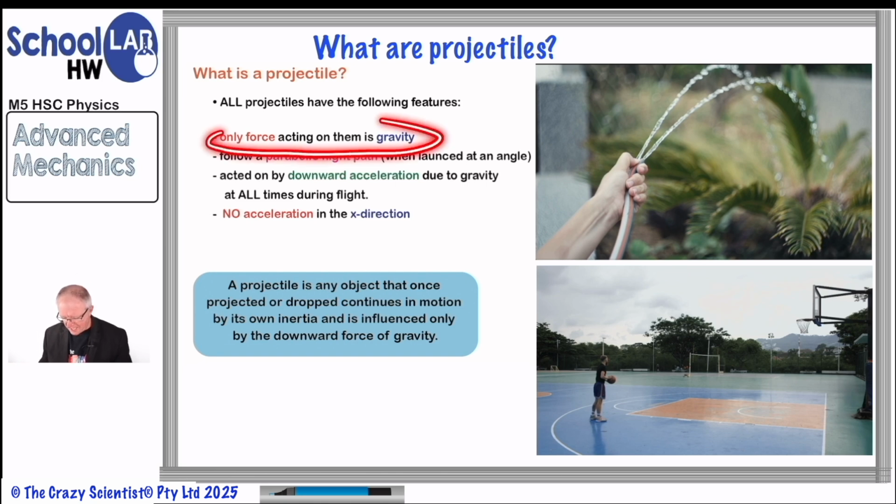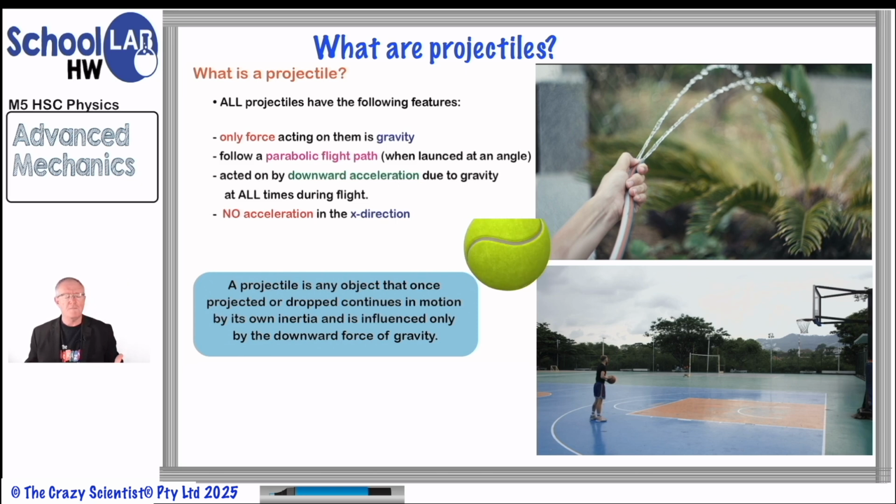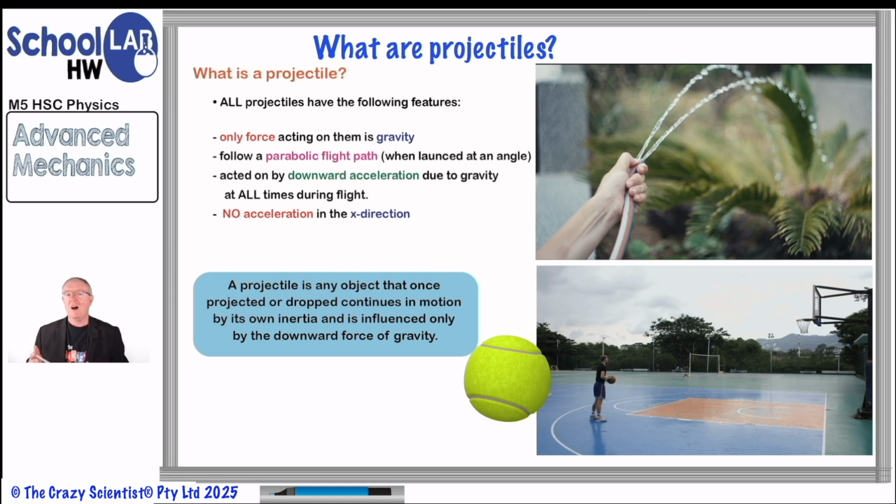We've said gravity is the only force acting on them, and they follow a parabolic path when launched at an angle, because I could have a projectile just by dropping this pen vertically. That's a projectile, but it's not following a parabolic path. When I let go, it's just going straight down, starting from free fall. And so free fall objects are examples of projectiles as well. Or we can have ones that are horizontal. I could throw this pencil like that to begin with, and it follows a horizontal trajectory until gravity acts on it, and then it starts going downwards.